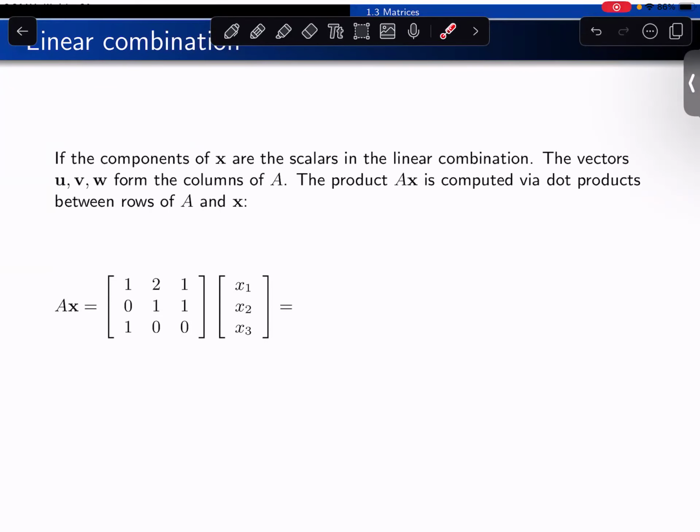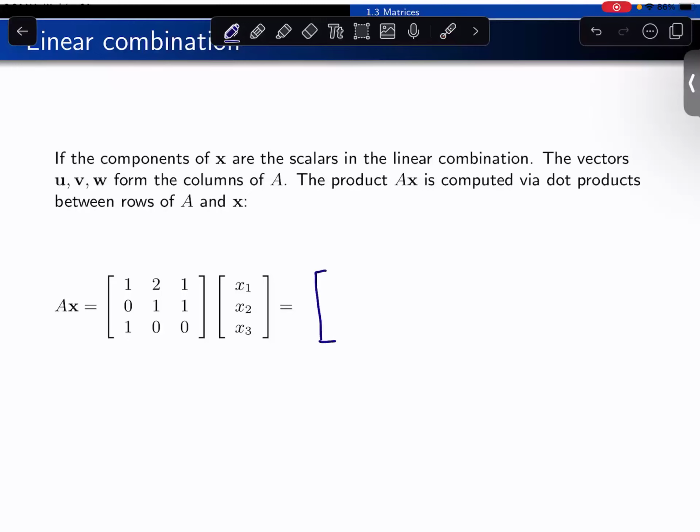Oh, so I guess just as an example, this is saying if the components of X are the scalars in the linear combination, the vectors u, v, w form the columns of A. So this is really just what I was saying in the previous slide. And then the product A times X is computed via dot products between rows of A and X. So I'll go through this quick computation.